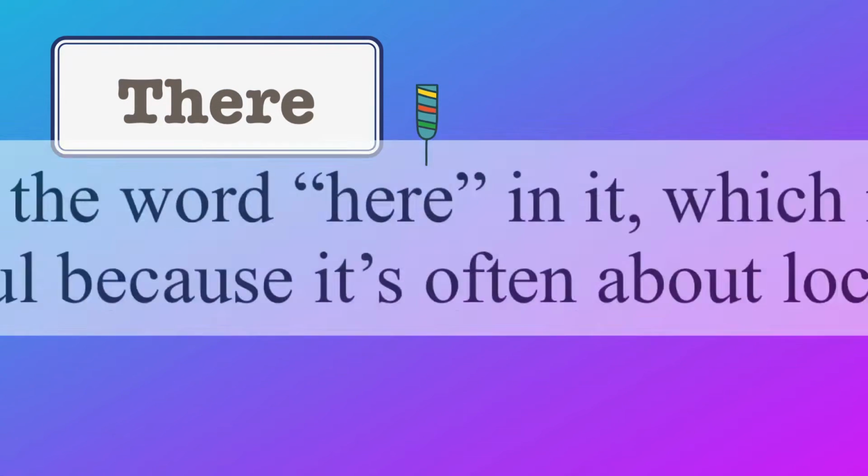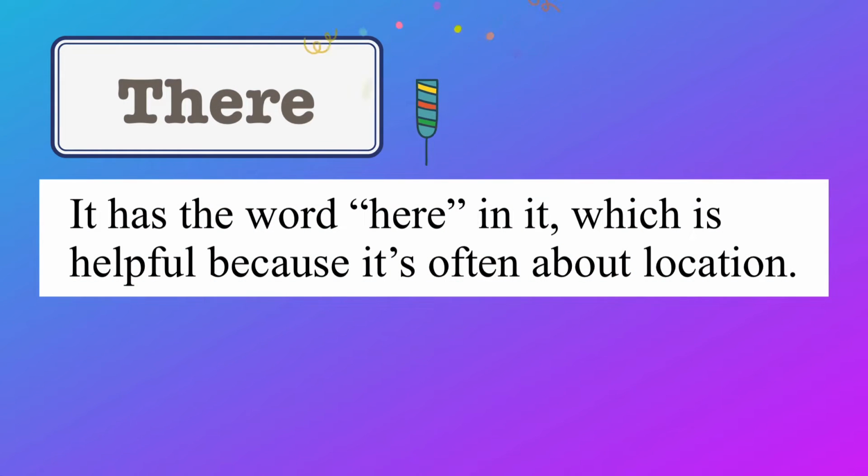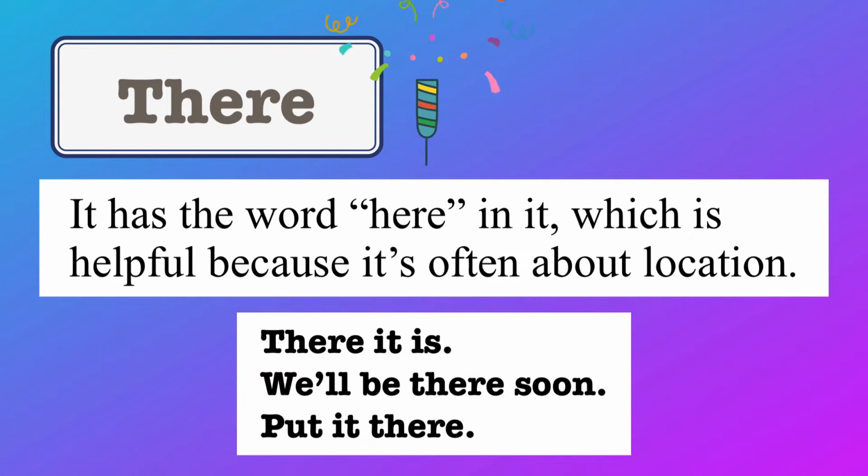There. It has the word here in it, which is helpful because it's often about location. Example sentences, there it is, we'll be there soon. Put it there. So when you say there, it has something to do with location. In Filipino, doon.